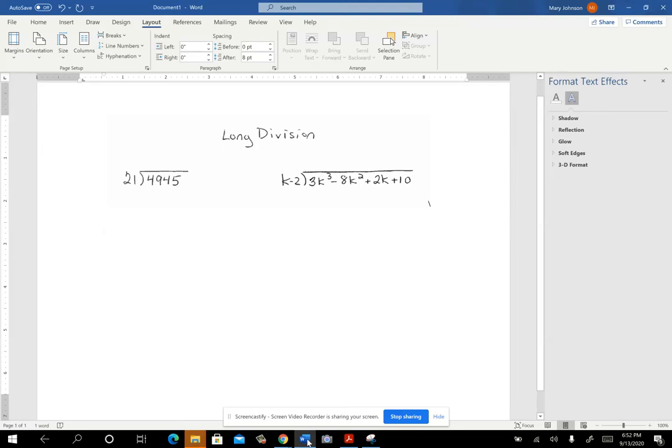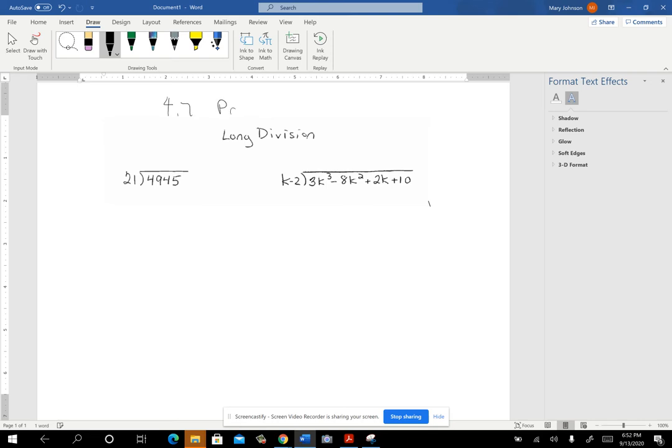All right, in this video, we're going to look at long division. So this is part 2 of section 4.7. You learned in class about how to divide by a monomial. This is dividing when you have more than one term, when you have two terms, like the k minus 2, okay?